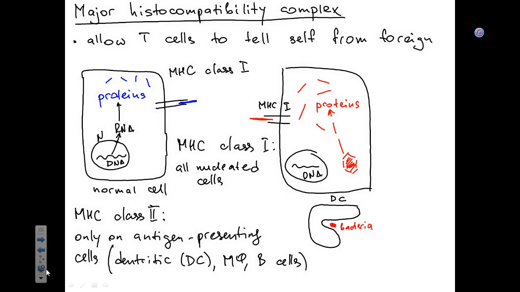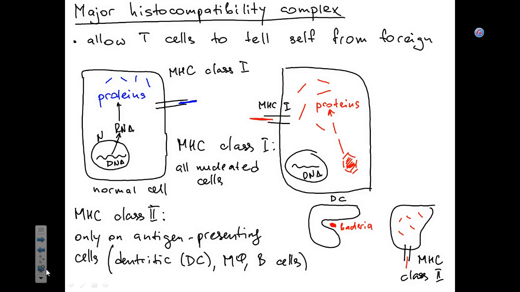Anyway, this red dot is the pathogen, say a bacteria, okay? So the dendritic cell engulfs the bacteria and breaks it in pieces. Does that make sense? There's no replication, it just destroys it. And then pieces of bacteria bind to MHC class 2. So it's a bacteria or a virus.